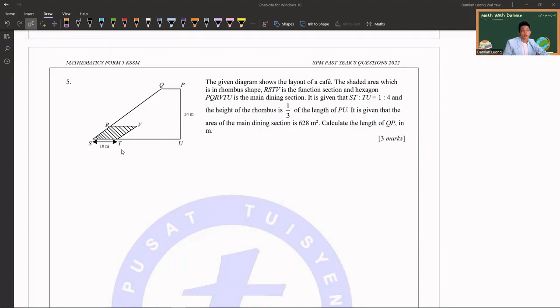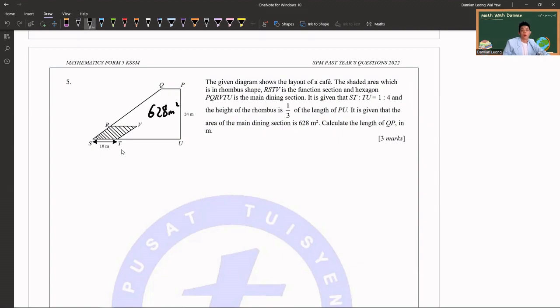And given ST to TU ratio is 1:4, height of the rhombus is 1/3 of PU. Okay. And it's given that the area of the main dining section is 628 meters square. I want to find QP. So let's see. I have the area of the main dining section, this area, 628 meters square.